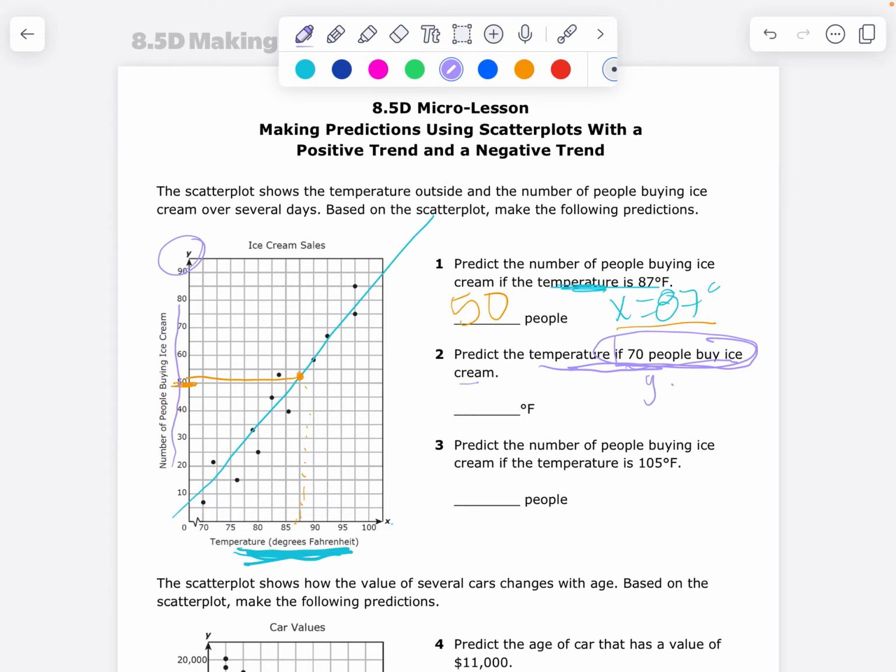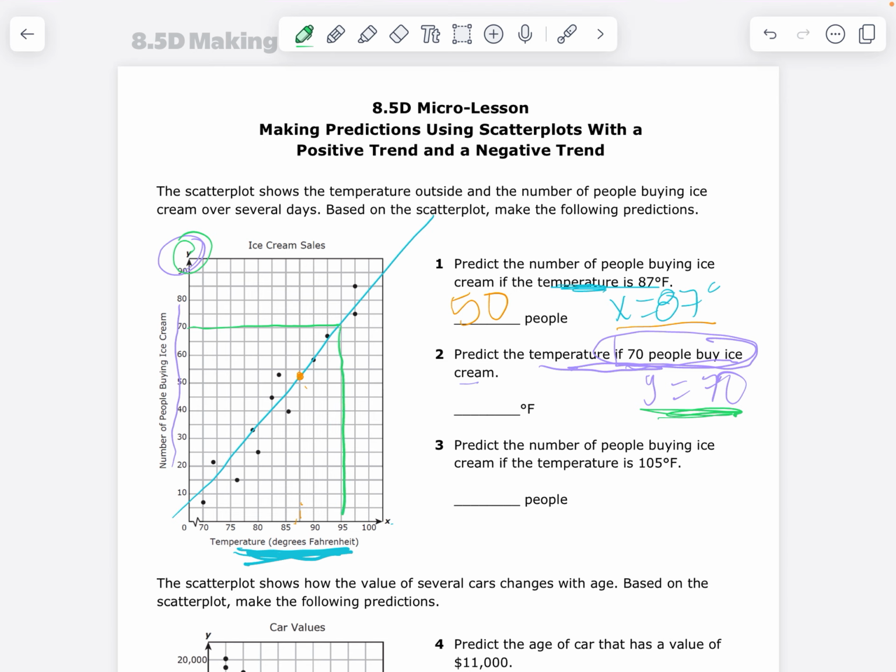So I'm going to put Y equals 70. I'm just going to erase this so it doesn't look like too many things I have. Okay, so I'm looking for Y equals 70, so I'm going to go to Y, and I'm going to go where it's 70, and I'm going to see where it crosses with the line that I drew. So it's about 95 Fahrenheit. So that's how you'll be able to make predictions.